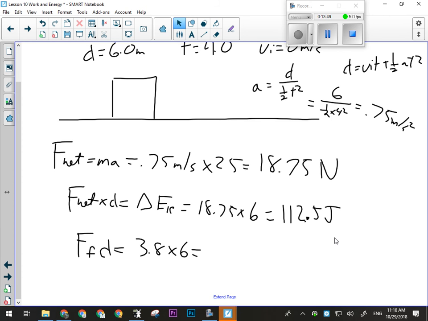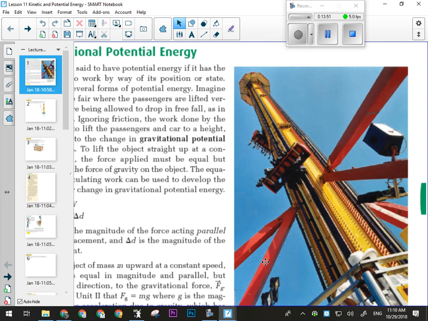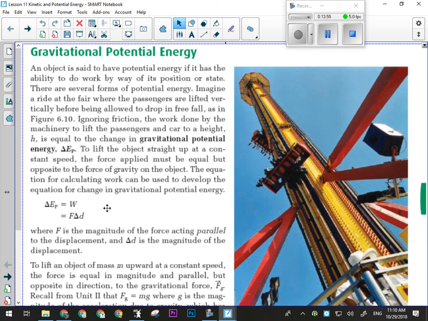Okay, then let's quickly review the types of energy here. Hopefully this will seem familiar to everybody. So potential energy is, well, there's different kinds. Gravitational potential energy is based on three things.